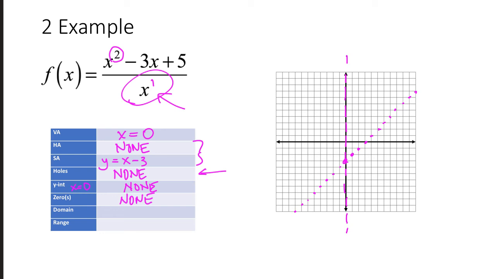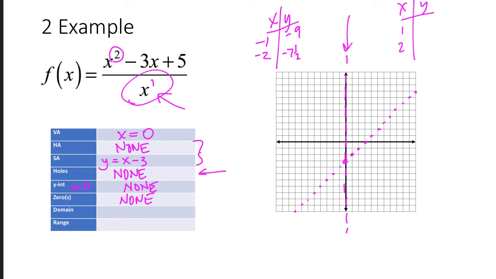Okay, so I'm going to make an XY chart that goes to the left of this vertical asymptote. I'm going to make a different XY chart that goes to the right. If I plug negative 2 in, I get negative 7.5. If I plug negative 1 in, I get negative 9.